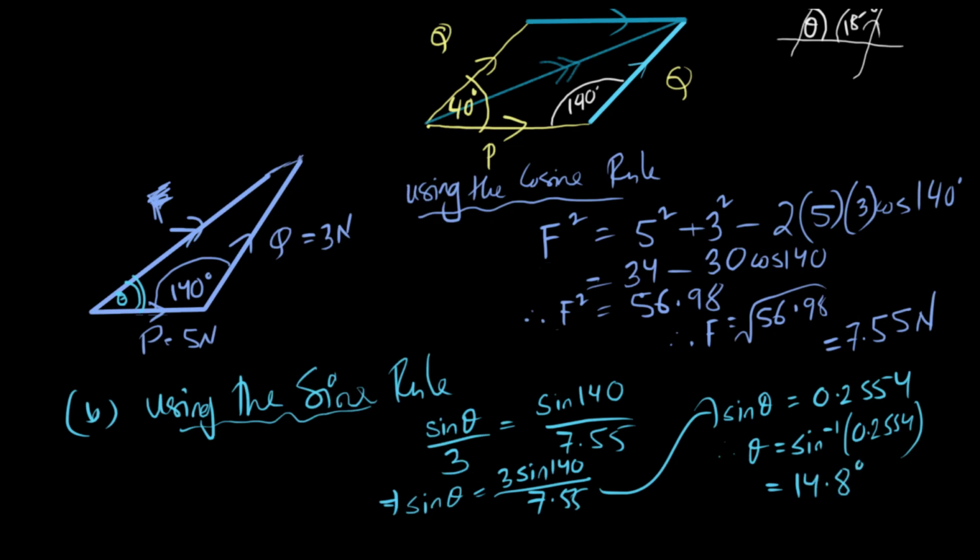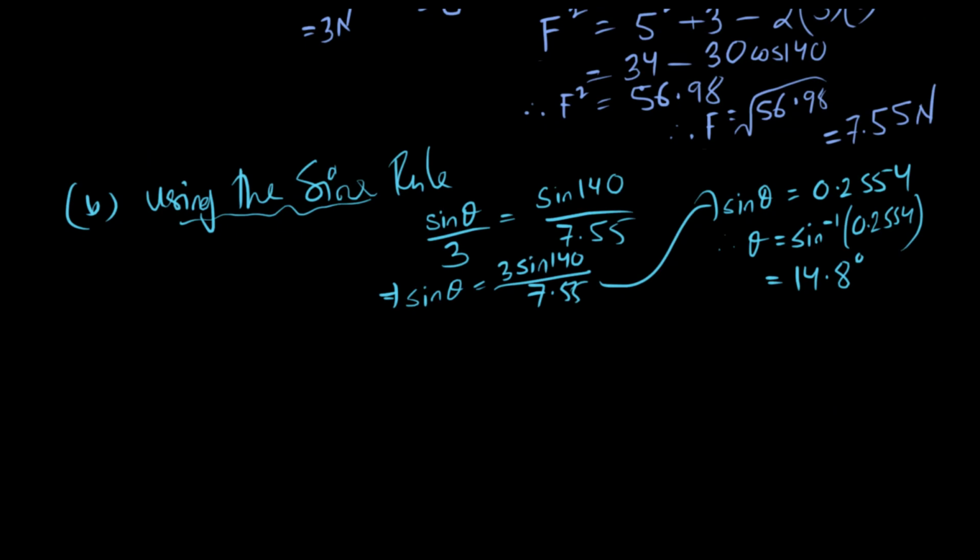Now sometimes you have to understand one thing. This angle can be acute or obtuse based on how the diagram has been drawn. If the diagram has been drawn so that it looks like an acute angle, then we can say it is 14.8 degrees. But on the other hand, if the diagram is drawn like this, in that case this is going to be the obtuse angle. So it depends on the situation whether it's an acute angle or an obtuse angle. But if nothing is mentioned, it doesn't really matter.